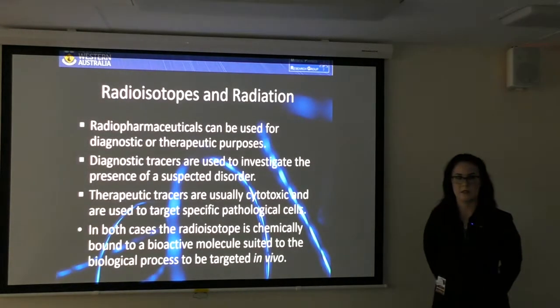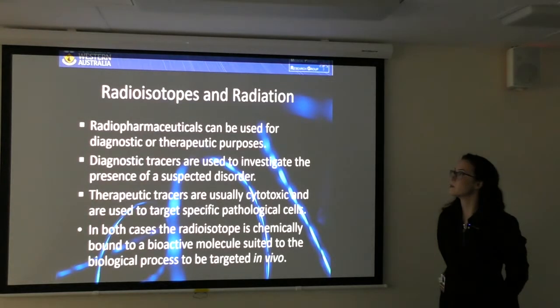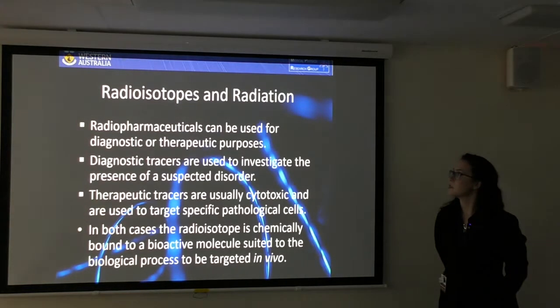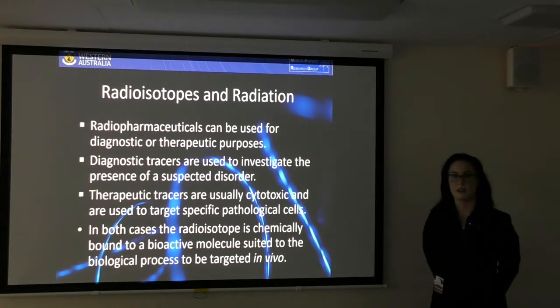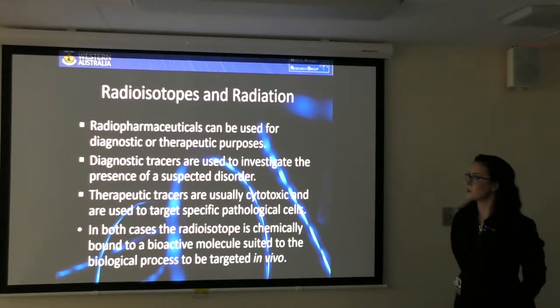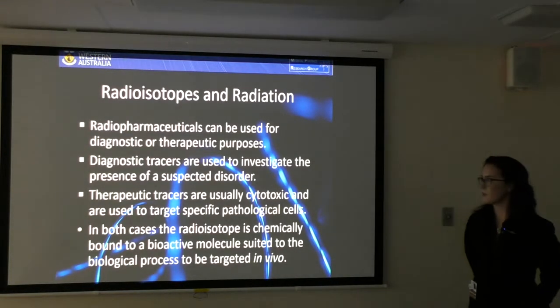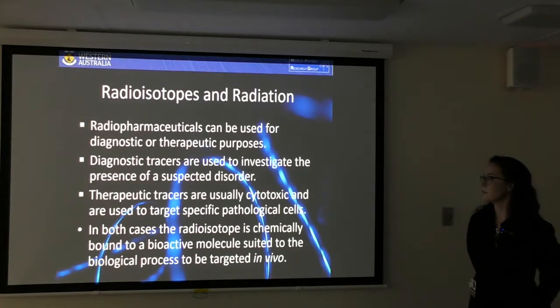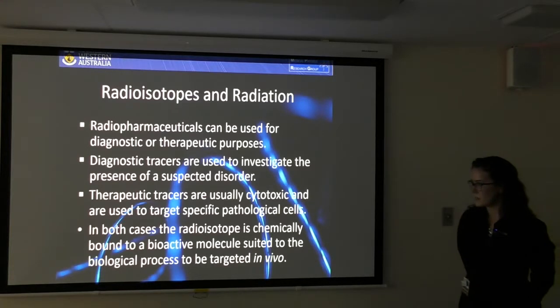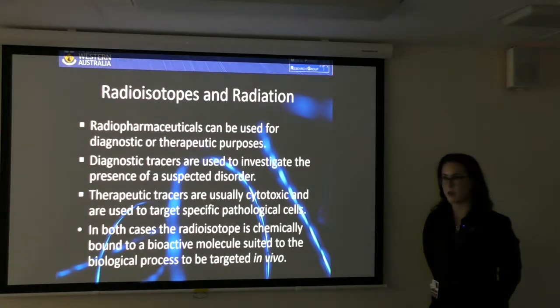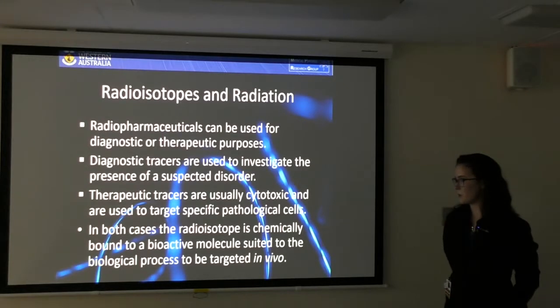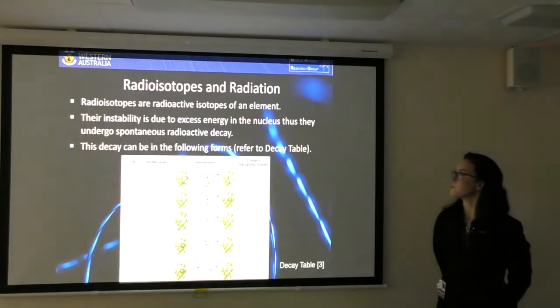So to start with, F18 FDG is a radiopharmaceutical. Radiopharmaceuticals in general can be used for diagnostic and therapeutic purposes. Diagnostic tracers are used to investigate the presence of a suspected disorder, whereas therapeutic tracers are usually cytotoxic and are used to target specific pathological cells. In both of these cases, the radioisotope is chemically bound to the bioactive molecule and is suited to the biological process to be targeted in vivo.